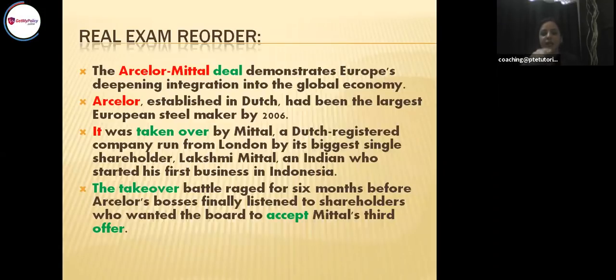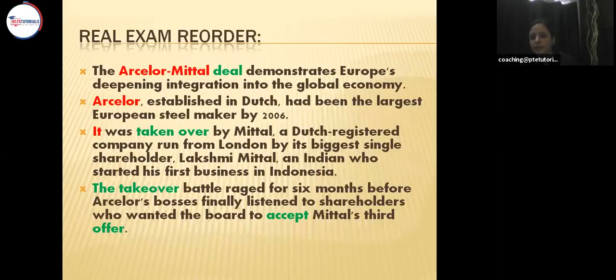Now as it is being taken over, the name of the company is now the ArcelorMittal deal. Not the company name, the name of the deal actually. This deal means that offer which has been accepted now. So the correct order will be B, C, D, A. Praveena has given the answer 2, 3, 4, 1. Praveena, not 5. 5 is not here.